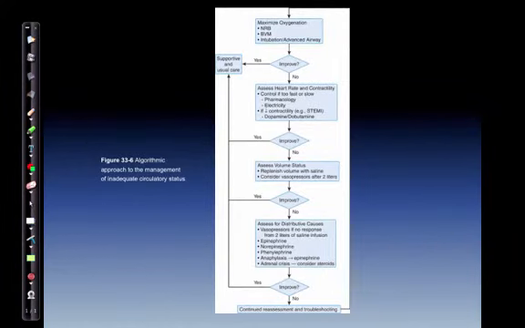And this is an algorithmic approach to the management of inadequate circulatory status. So we start this off. Maximize oxygenation. Did it improve? Well, yes. Goes all the way down to the end. If no, assess heart rate and contractility and control if too fast or too slow through the use of pharmacology or electricity. If decreased contractility or STEMI, consider dopamine or dobutamine. Did that improve? Yes or no?